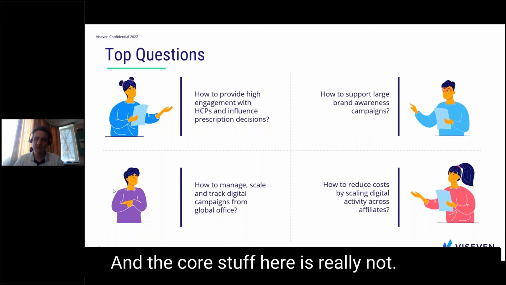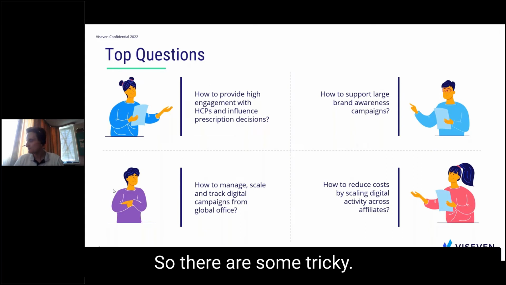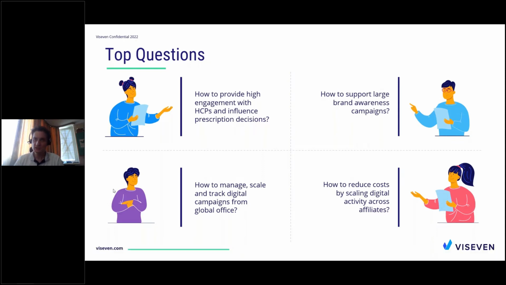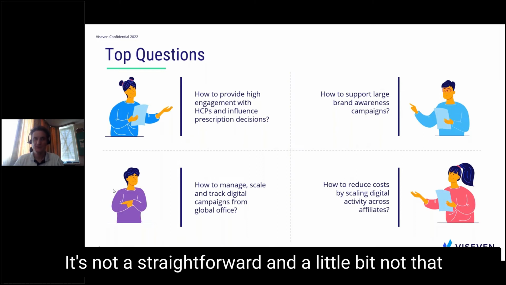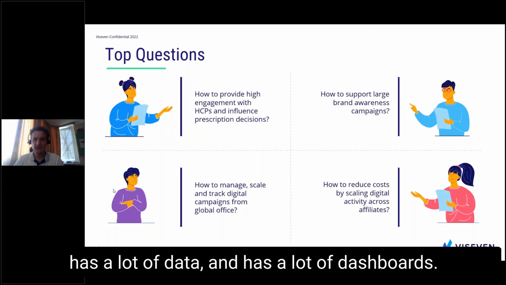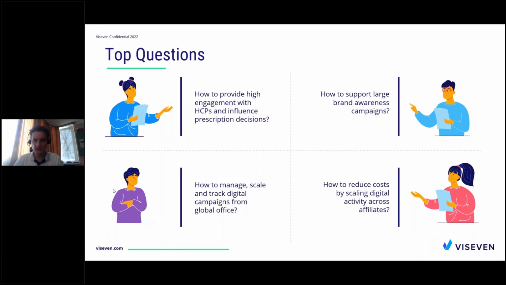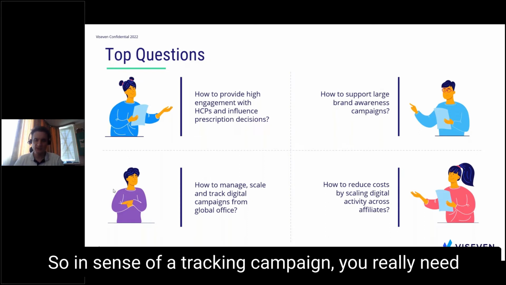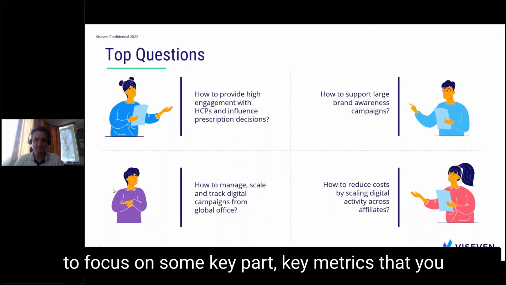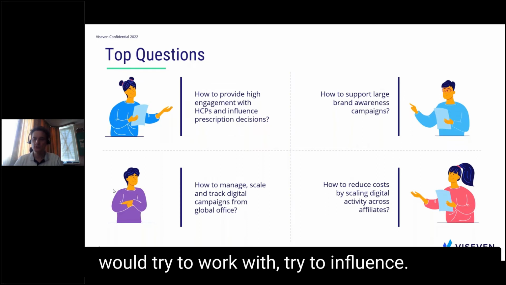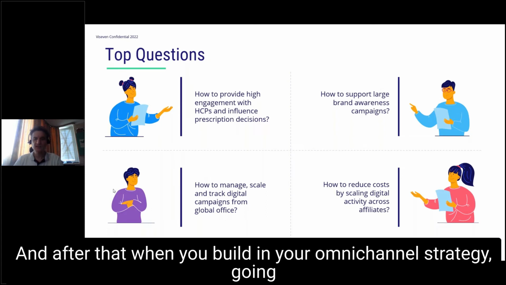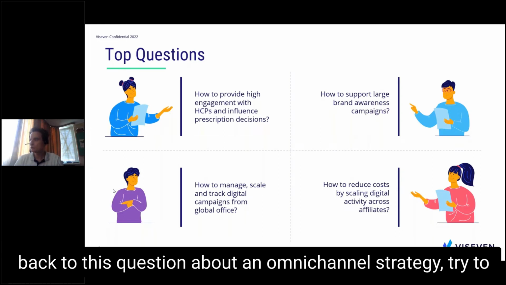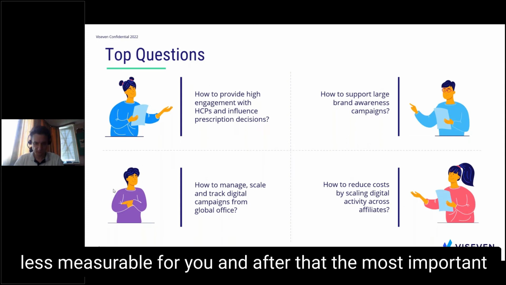The core thing here is that it's not straightforward. Having a lot of data and a lot of dashboards doesn't automatically mean that it's better. So in terms of tracking a campaign, you really need to focus on some key metrics that you would try to work with and influence. And after that, when you build your omnichannel strategy, going back to the question about omnichannel strategy, try to focus on a couple of metrics that are more or less measurable for you.